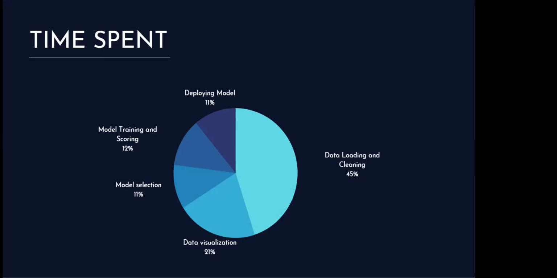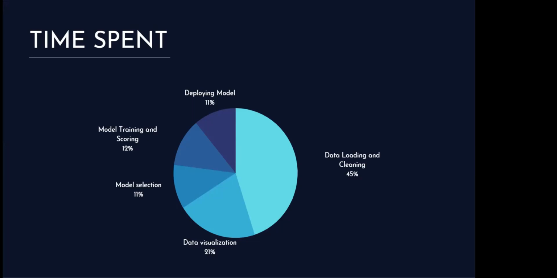For data collection, loading, and cleaning, it takes about 45% of the total time of the project. For visualization, it takes 21%. For model selection and feature selection, it takes nearly about 11% of time. For model training and hyperparameter tuning, it takes about 12%. And for deploying, it takes about 11%. These are the steps we will be following in each data science project.